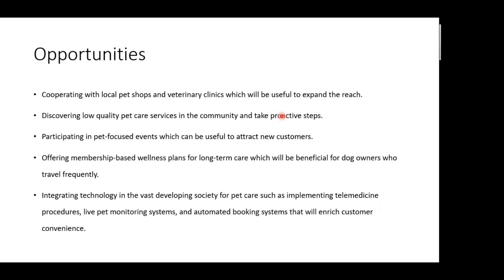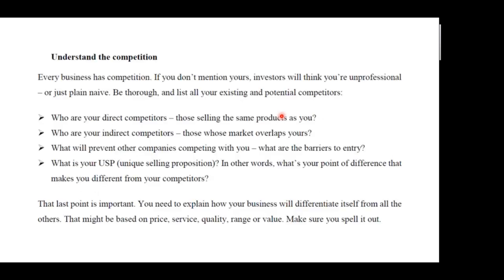The next one is to understand the competition of your business. I will give you a little time, take a little time and go through the slide.